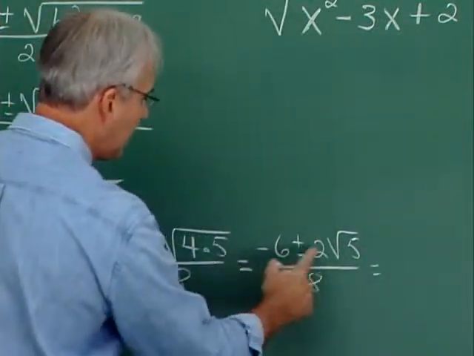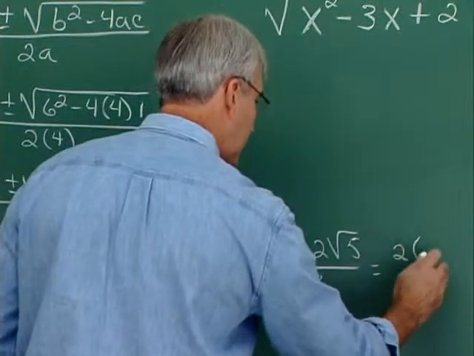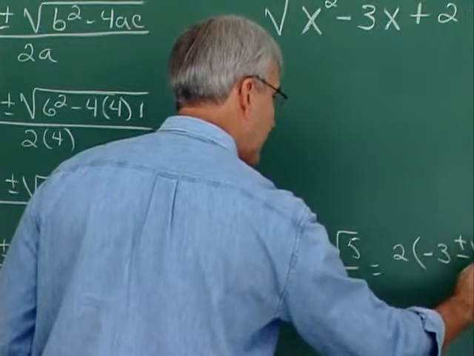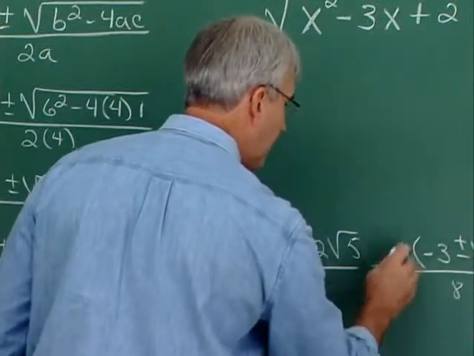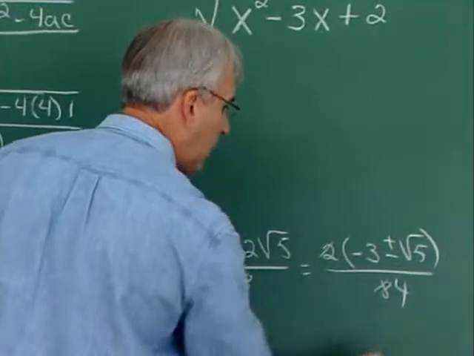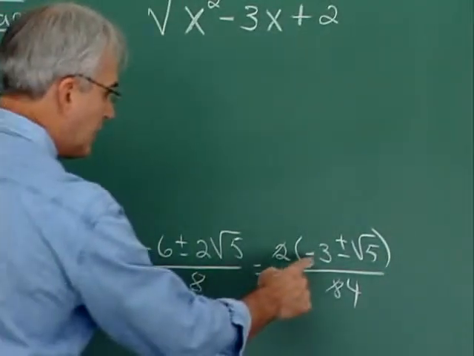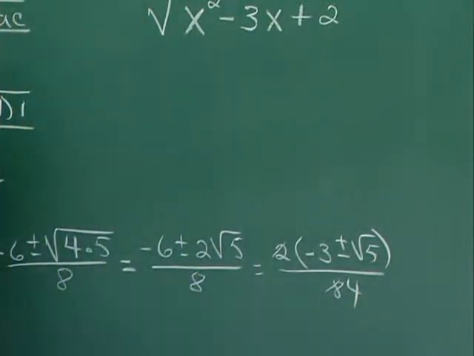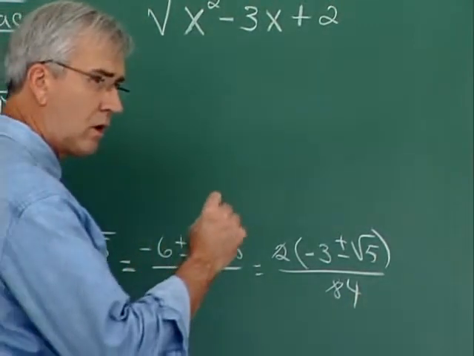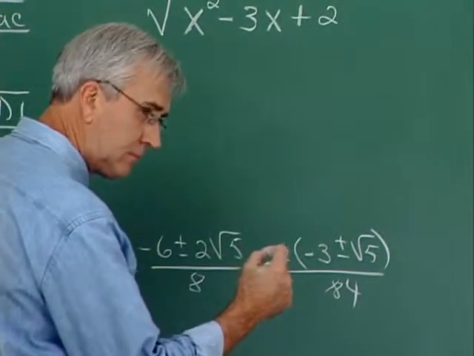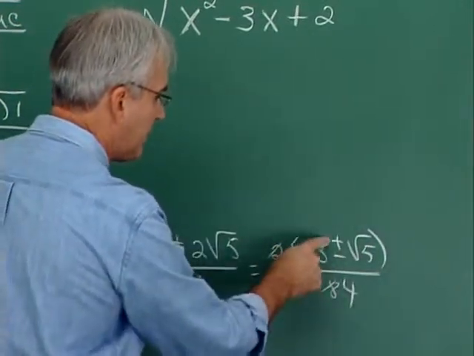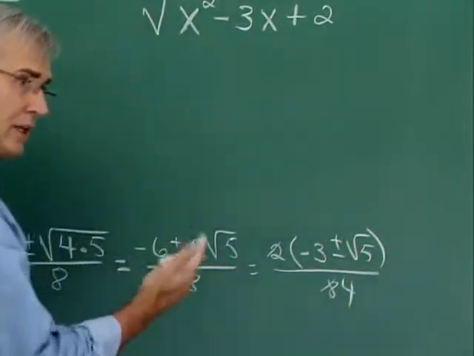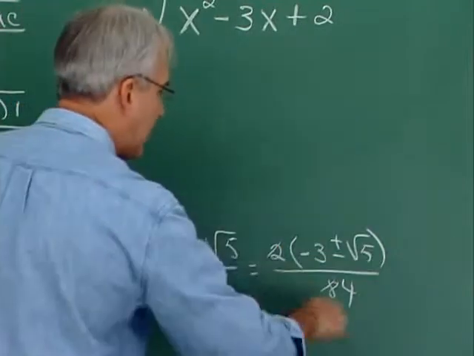That is, we pull the common factor 2 out, and we have negative 3 plus or minus the square root of 5 over 8. And now the 2 and the 8 can cancel, leaving 4. So our fraction is negative 3 plus or minus the square root of 5 over 4. Now realize that if we're looking for zeros here, we actually have two of them. The plus value on the square root of 5, the minus value on the square root of 5, each give a separate value for this fraction.